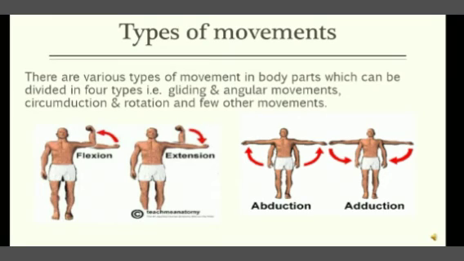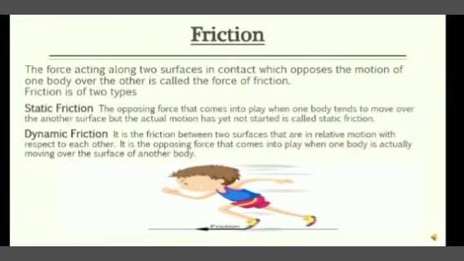Abduction means moving a part away from the midline, for example lifting the upper limb horizontally to form a right angle with the side of the body. Adduction means moving a part towards the midline, for example returning the upper limb from the horizontal position to the side of the body.